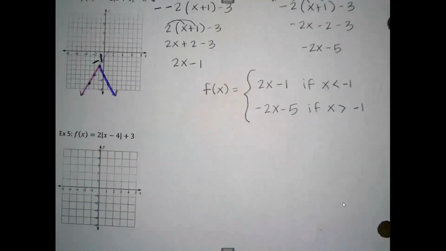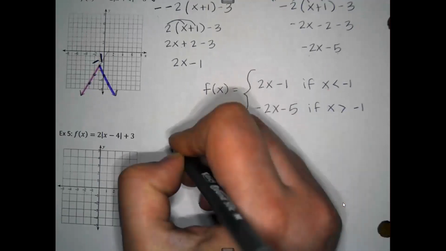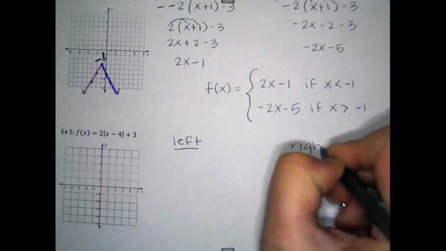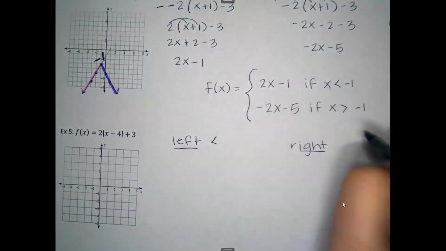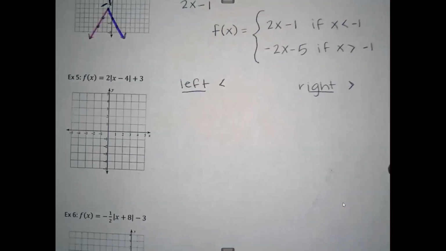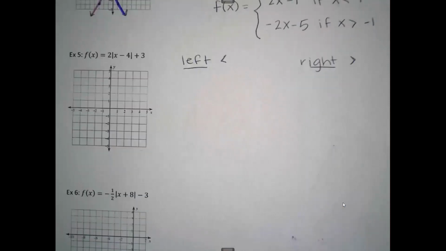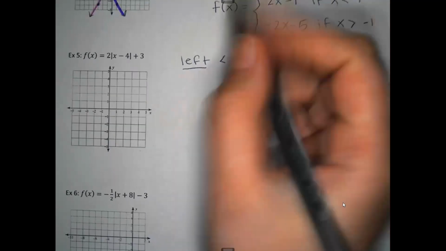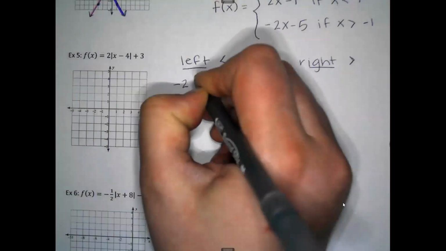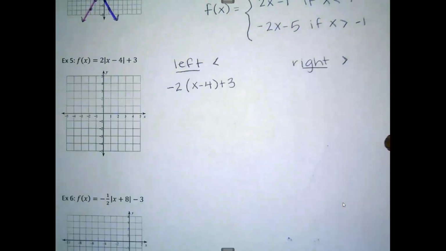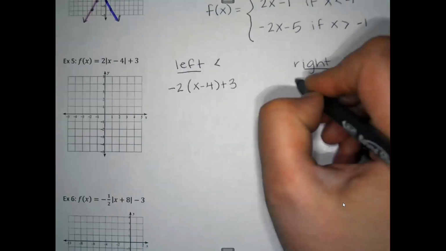Okay, let's try the next one. Left side, right side. Tell me what to do. Which side do you put the negative on? The left side. So the left side, I do the negative version. The right side, what version do I do? The regular version, okay.